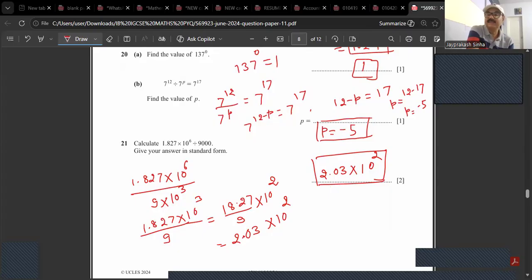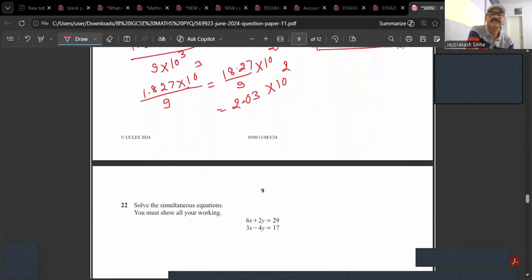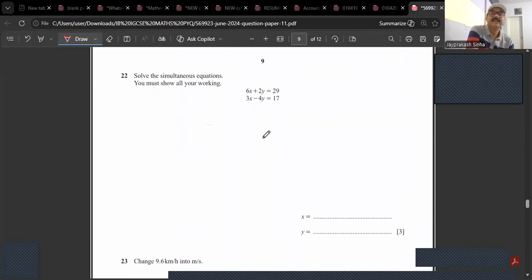Okay. Next, we have to solve this. Solve these simultaneous equations. You must show all your working. So this is equation 1 and this is equation 2. What we see here is plus 2y, here minus 4y. So what can we do? We can multiply equation 1 by 2 and add it. Then 4y will be cancelled.